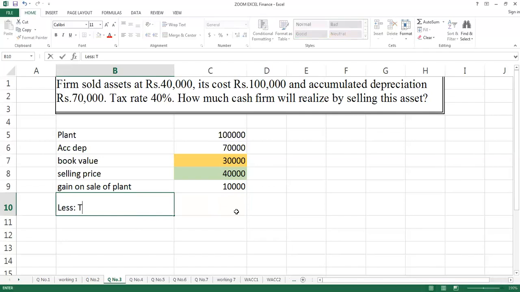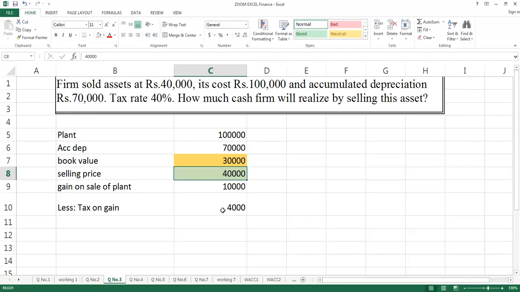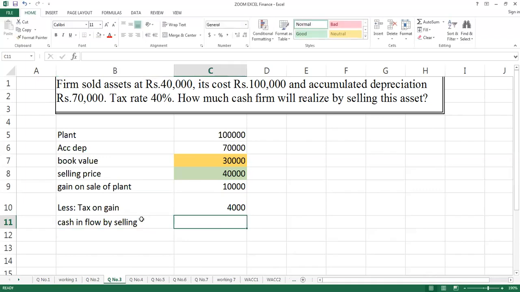Whenever you show a gain, tax is applied on the gain. So how much tax will you pay? This multiplied by the tax rate which is given in the question, which is 0.4. So you sold a plant at 40,000, but since on this sale you showed a gain of 10,000, you need to pay tax on this one. So what is the cash inflow by selling? Think. Your answer might be 6,000.